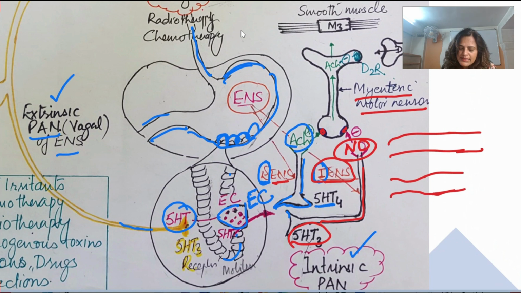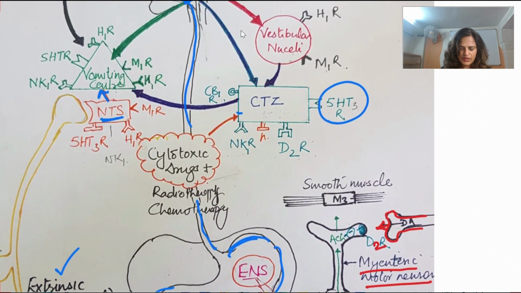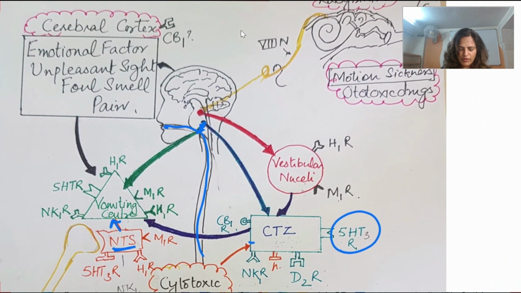But this further makes a synapse with the dopaminergic neuron, with the D2 receptor, and it has an inhibitory influence on the acetylcholine. Once this gets stimulated, it is going to inhibit the release of acetylcholine. So that's all about the vomiting reflex, or the pathophysiology of vomiting.